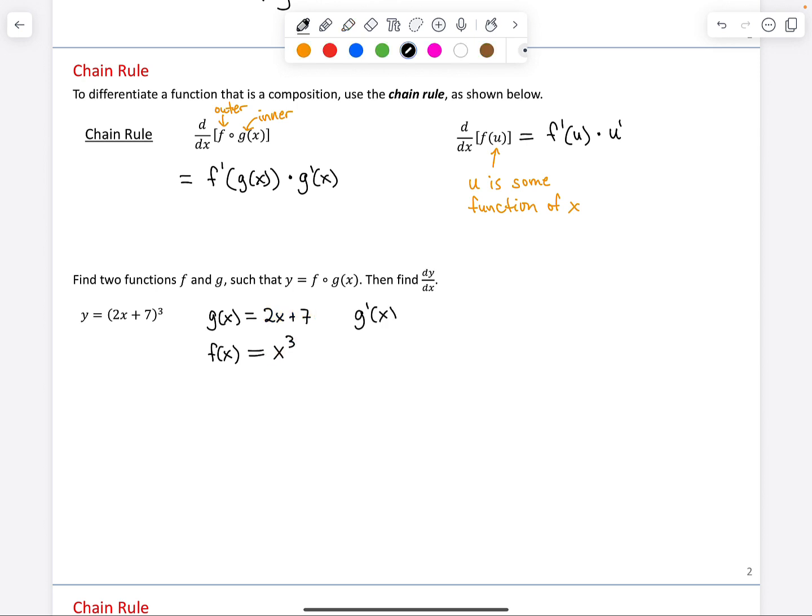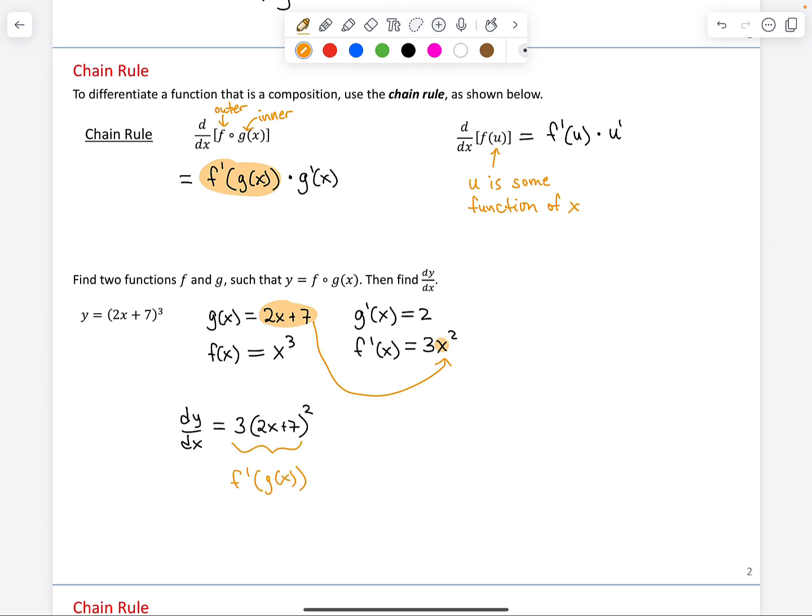So g prime of x will simply be a 2 and f prime of x would be a 3x squared. And now we're ready to apply the chain rule. So dy dx, the derivative of this composite function, will be, we do f prime of g of x. So I take the g of x function and I substitute it in for all the x's of f prime. So that would give me a 3 coefficient, and then the x I'm going to change and use parentheses to 2x plus 7, and then the exponent 2 outside the parentheses. This represents the f prime of g of x portion of our chain rule.